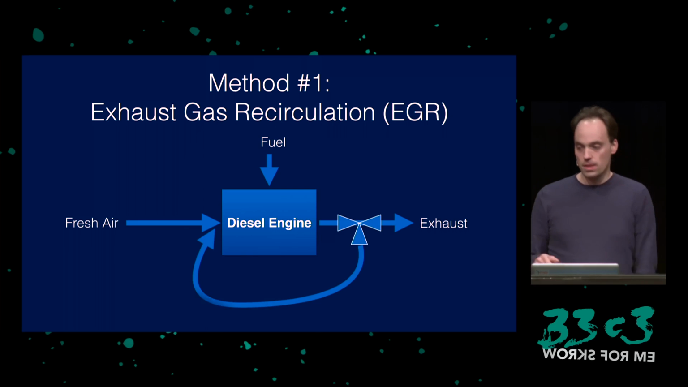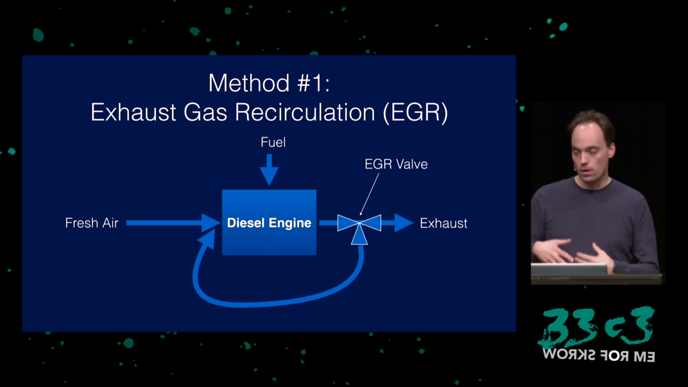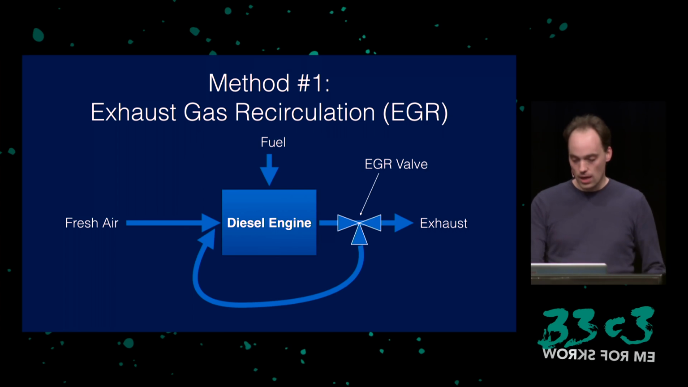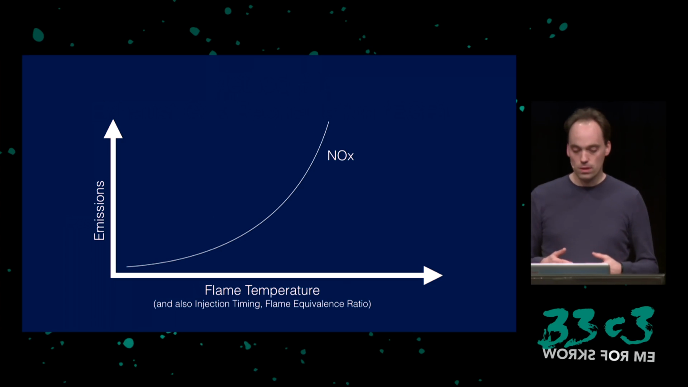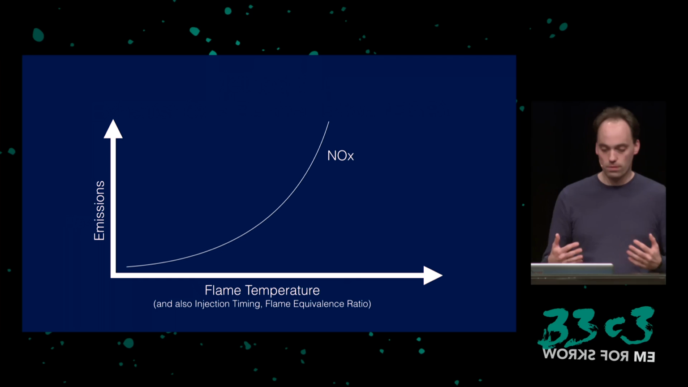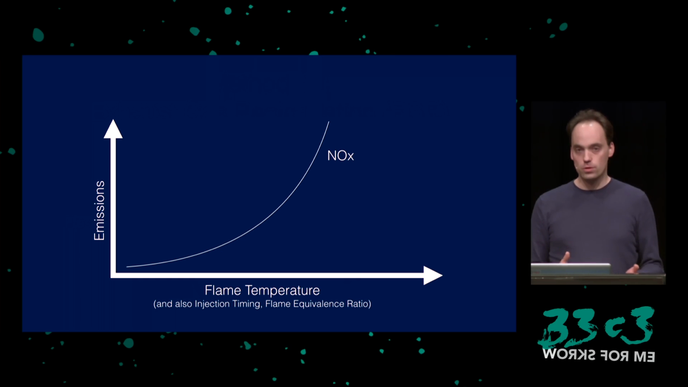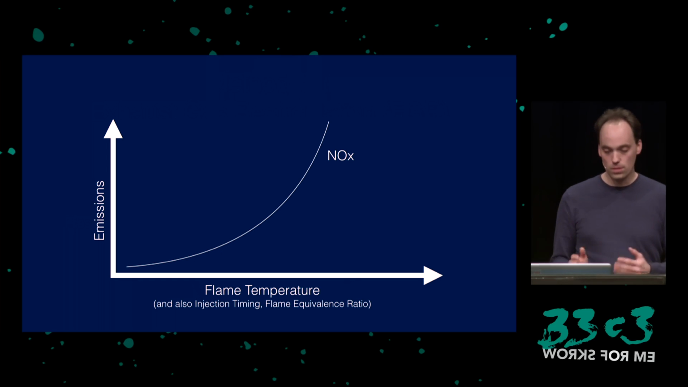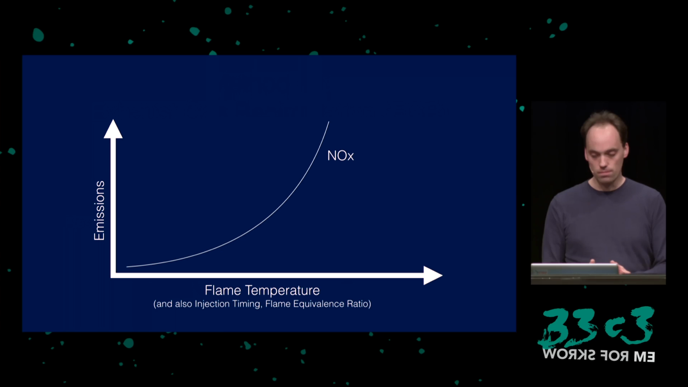So we added an EGR valve, which is basically a valve that causes a fraction of the outgoing air to recirculate again through the engine and burn again. And what this causes is that the flame temperature goes down. And if we look at the relationship, it's very simplified here, but with a lower flame temperature, you get fewer NOx concentration. So you improve emissions by lowering the flame temperature.